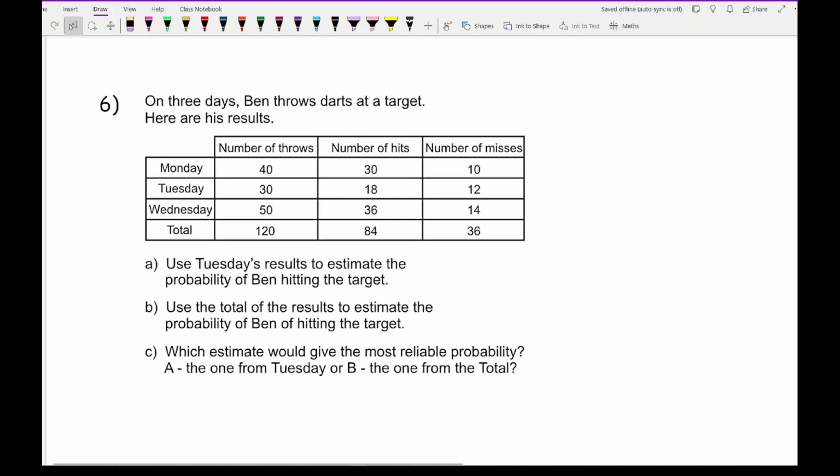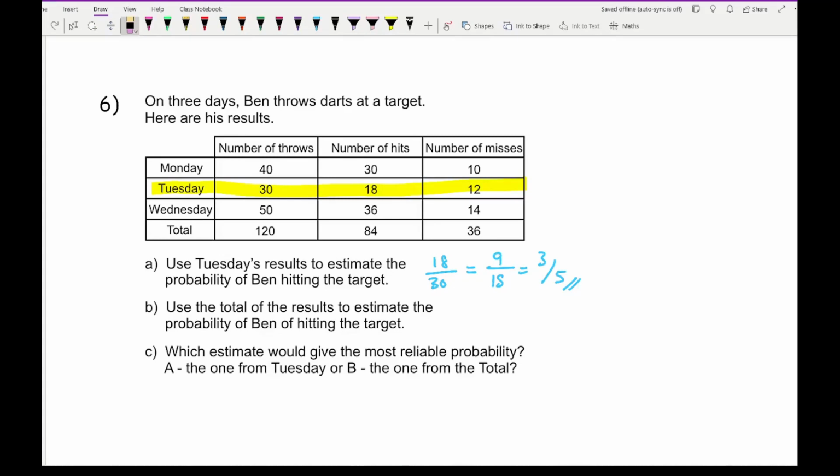Question 6 then says, on 3 days, Ben throws darts at a target, as you do. Here are his results. It says, use Tuesday's results to estimate the probability of Ben hitting the target. So using Tuesday's results, so that's the set of results. To work out the probability of him hitting the target, well, it's going to be 18 over 30, which we can then simplify as 9 over 15, which is 3 over 5. And again, if I just type that into my calculator, I probably would have simplified it straight away.